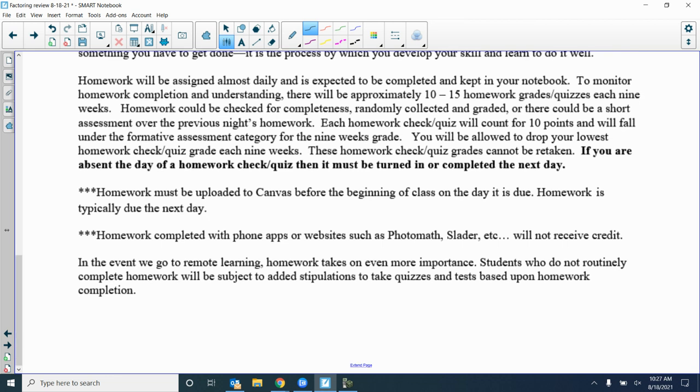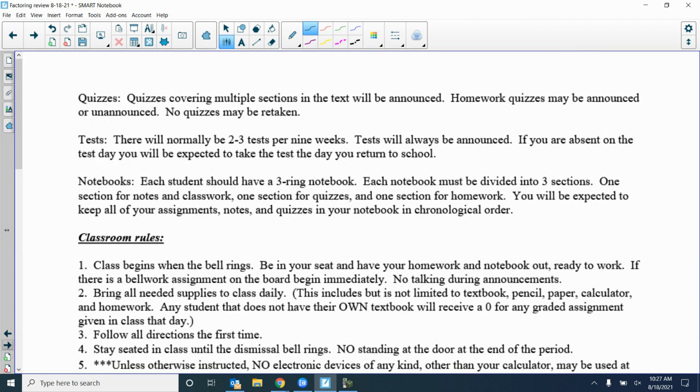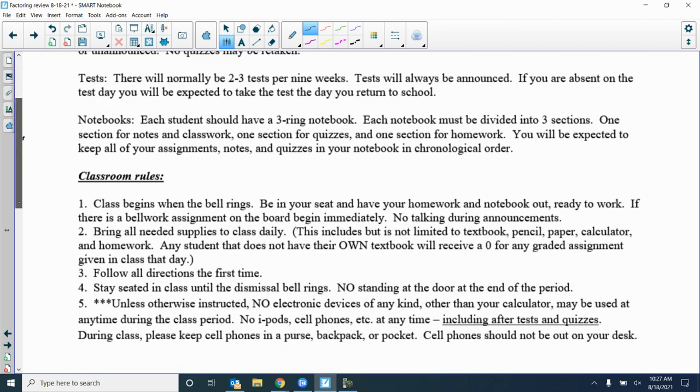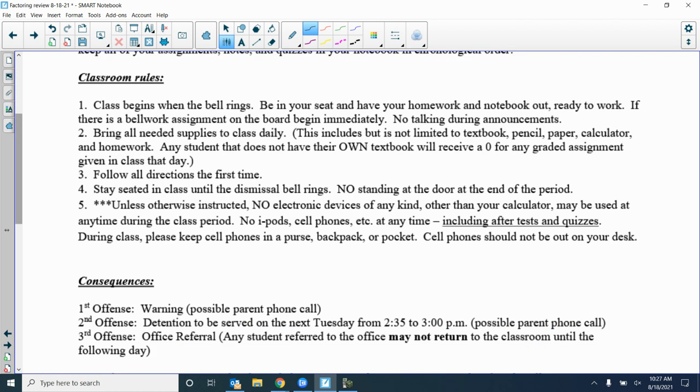Hopefully we're not going to talk about remote learning anymore, but you never know. Main thing is just at the end of the period, just be in your seat. Don't be milling around.